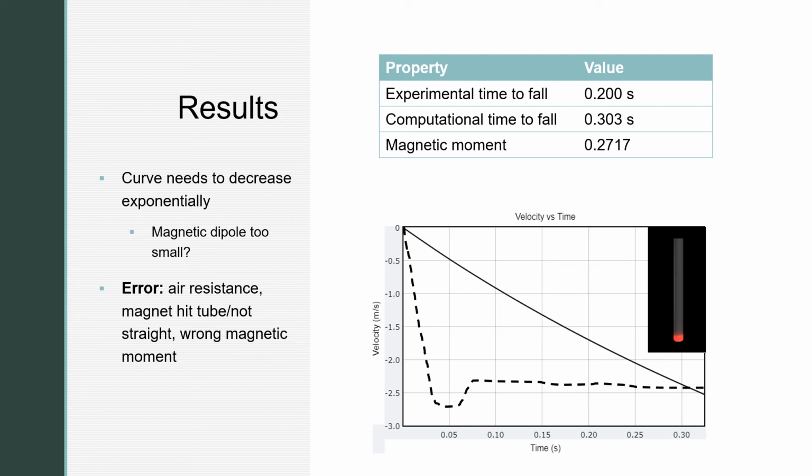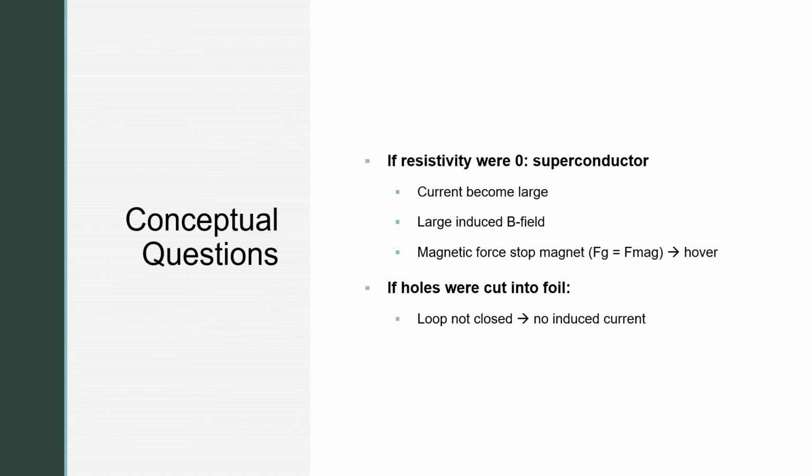Some potential things that could explain the discrepancy between the experimental and the computational time for the magnet to fall were air resistance, or maybe the magnet didn't fall in a straight line or hit the tube, or maybe my magnetic moment was slightly off.